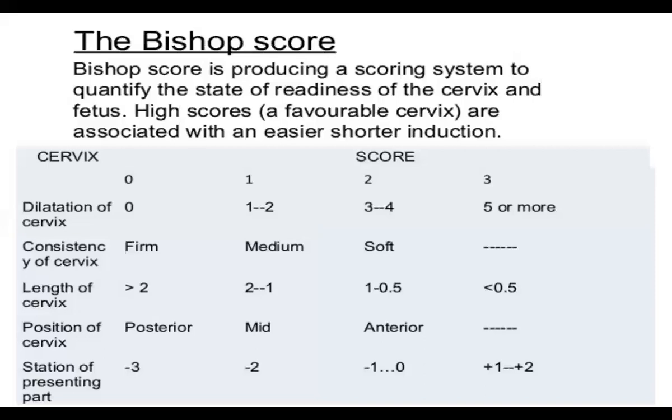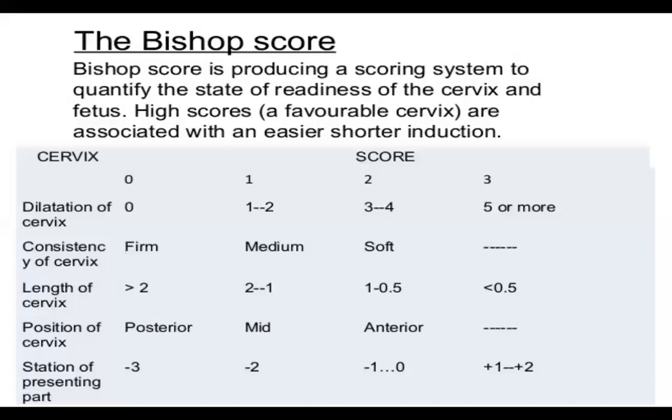In this vertical line, we have scores 0, 1, 2, and 3. On this side, we see dilatation of the cervix. The second is the consistency of the cervix. Dilatation may be 1 centimeter, 2 centimeters, 3 centimeters, up to a maximum of 10 centimeters. Next, we see how the cervix feels, whether it is firm, medium, or soft. If it is soft, then definitely it is favorable. That is what we see in the second.